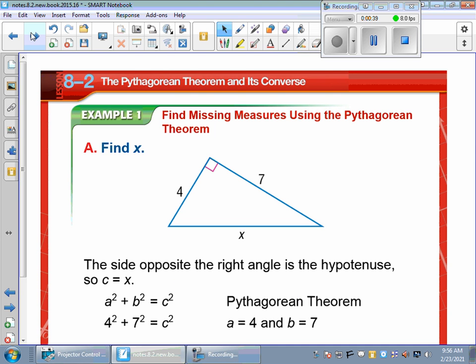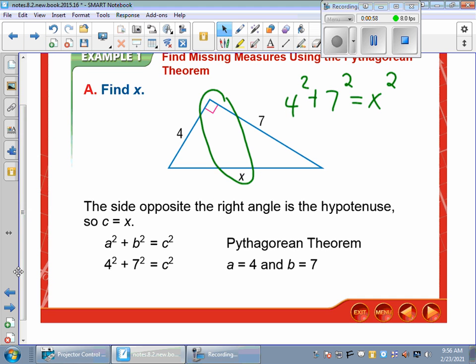So let's give you one quick example here. I don't think this is on the note sheet, so kind of add this one in. But here's your 90-degree angle. You go across from that. That one's by itself. So you're going to go 4 squared plus 7 squared equals x squared. So as long as you have the 90-degree by itself, the other two you can figure out.